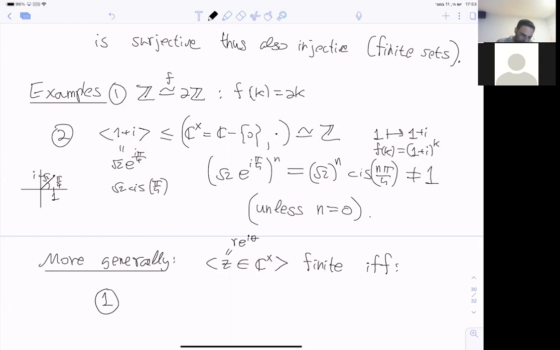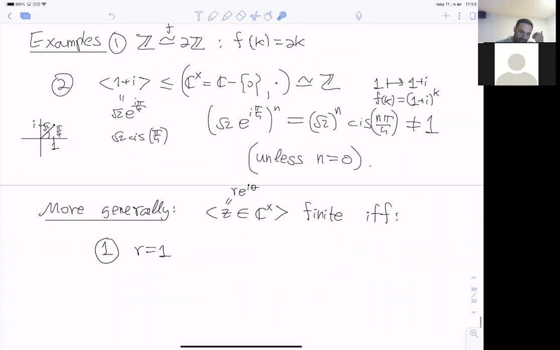r equals 0, maybe? No, r equals 1. Right, yeah. If it's 0, the number is 0. So actually we are on the unit circle; we have only e^{i theta}. This is the first condition, but it's not enough, because we can turn around infinite times and never go back to 1. So how do we guarantee that we go back to 1 in some power?